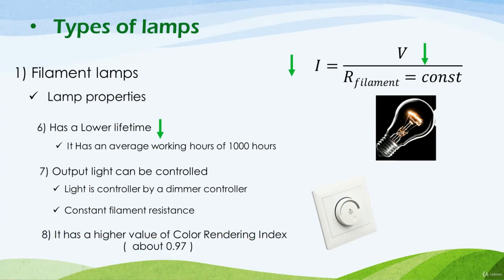Also, the last property of the filament lamp is that it has a very high value of the color rendering index that reaches about 0.97. And this higher value of the CRI makes it the best type of lamp to show the true vision of different colors, as the higher color rendering index enables the lamp to express the object's colors in a true vision compared to the colors that are seen in sunlight.